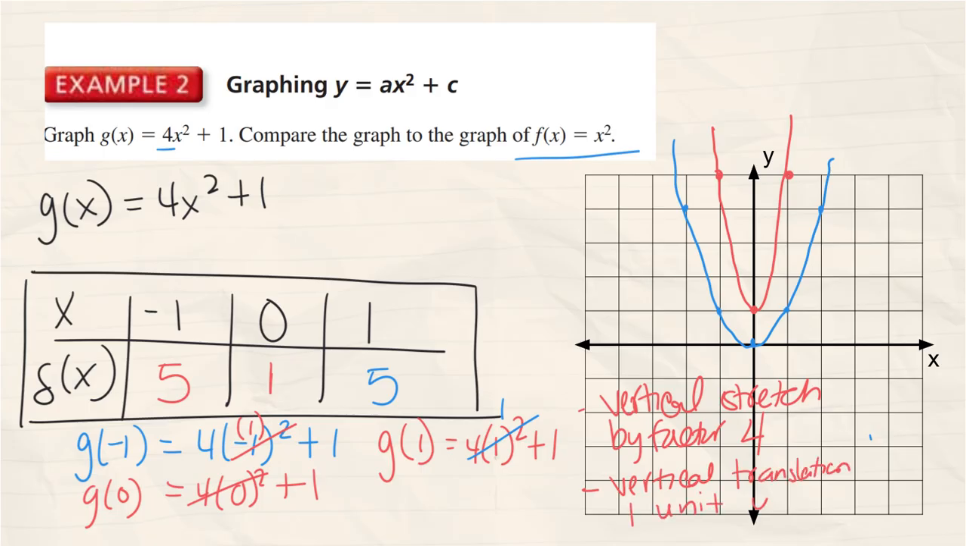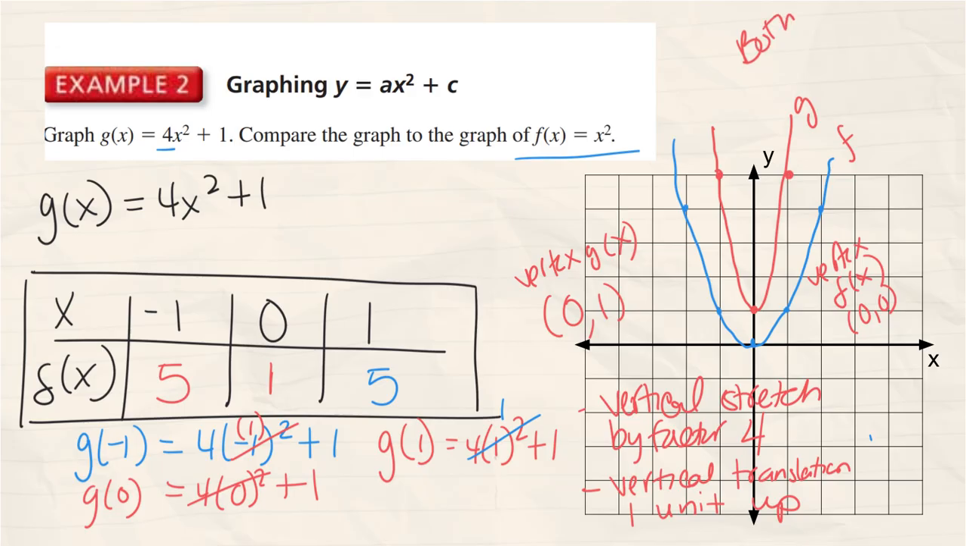1 unit up. My vertex of G, from the F, which was 0, 0, now is 0, 1. And this is the vertex for g of x, correct? The vertex for f of x, we know is 0, 0. And both have an axis of symmetry of x equals 0.